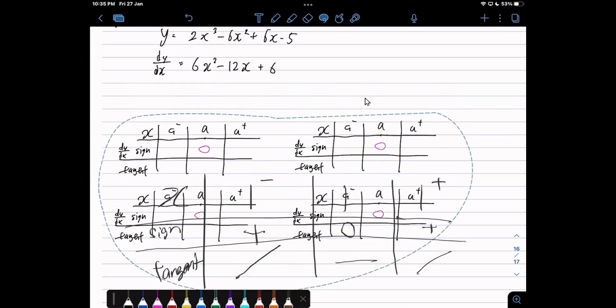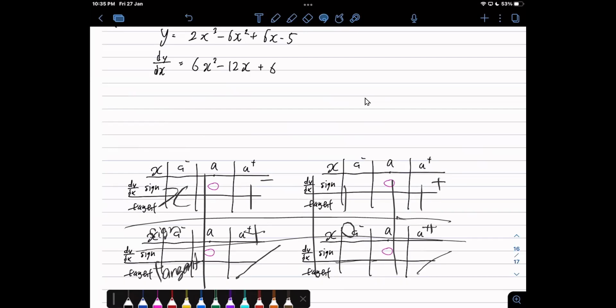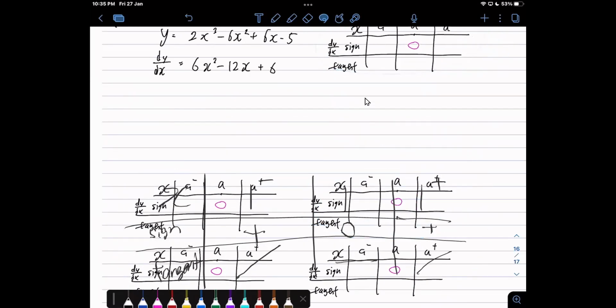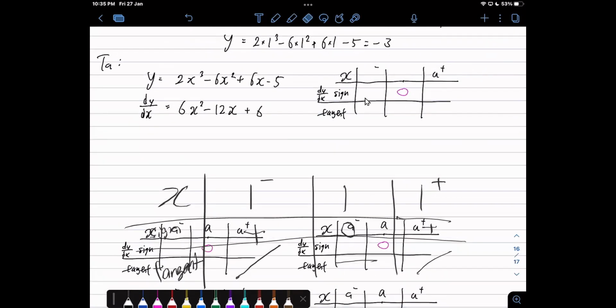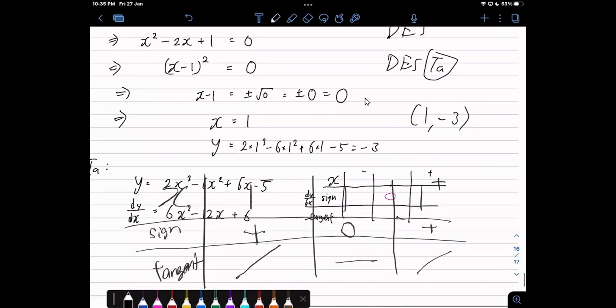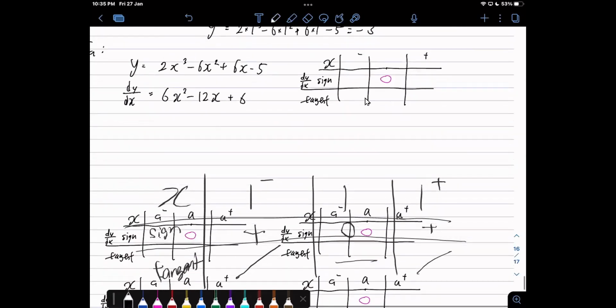Put it at the bottom. Okay, let me copy down one of them. And then over here, I'll just copy down whatever you wrote down. What is it? X equals 1, right? So 1 here, 1 minus, 1 plus. You get the sign: positive, 0, positive.